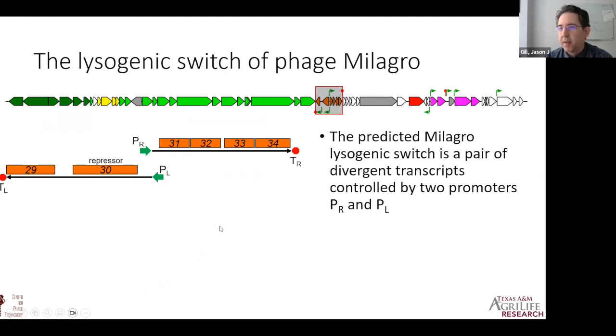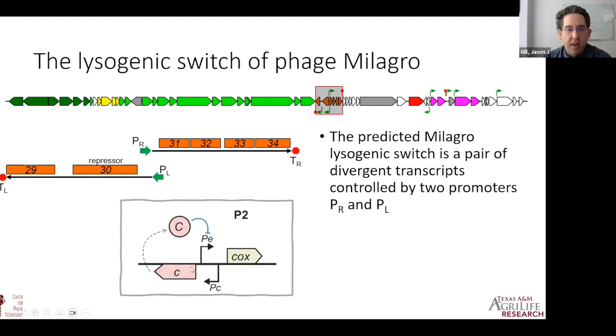So we looked at the sequence of these Vir mutants. We sequenced a dozen whole phages and about a dozen more out of just this lysogeny control region here. The predicted lysogenic switch here is a pair of divergent transcripts controlled by 2 promoters called PR and PL. So this looks a lot like the P2 lysogenic control switch. You have a repressor here, which is driven by this PL promoter, and you have these other genes, which we're not sure what they do, but they're probably involved in lytic function, and these are driven by PR, and they just have their own little terminator here. So this, we're pretty sure, is the repressor.